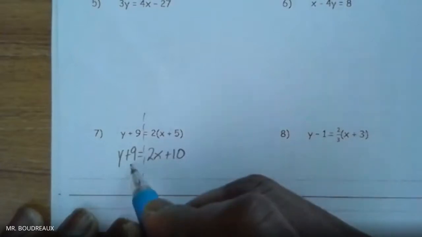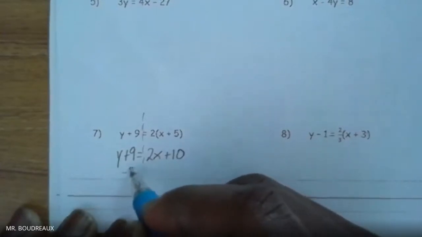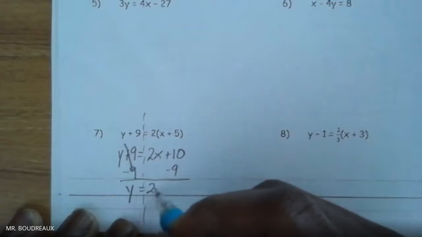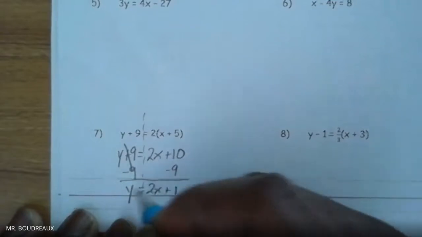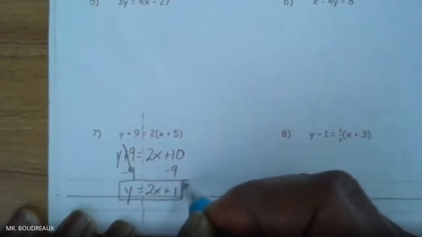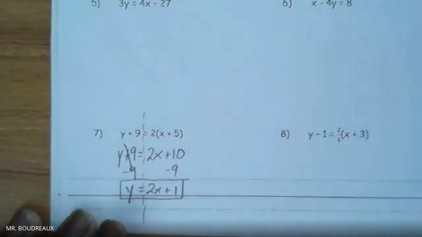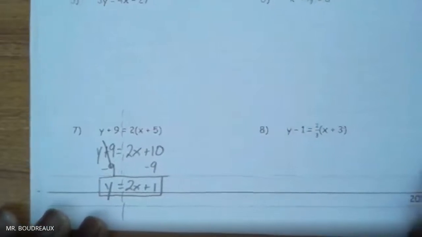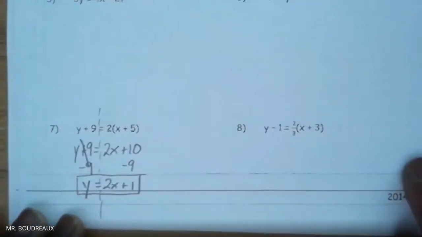Now I have a positive 9 here, so I need to subtract 9. What you do on one side, you do to the other. And I'm left with y is equal to 2x plus 1. Very simple equation in slope-intercept form. How about you try this one? And then we'll check it once you're done. So go ahead, pause the video. Let's see what you get.